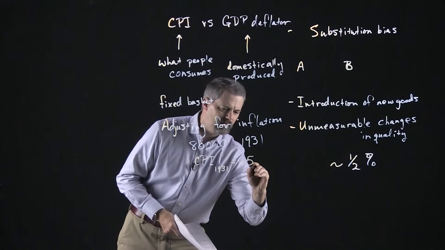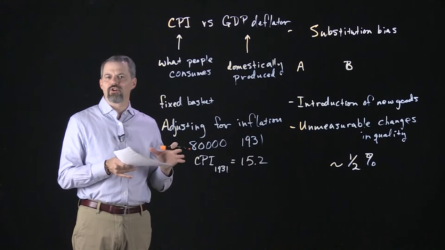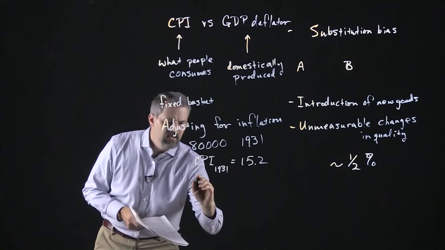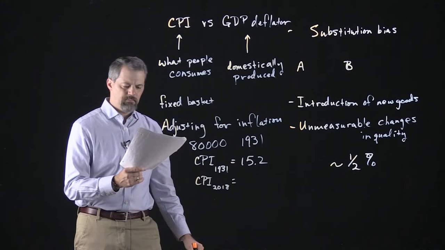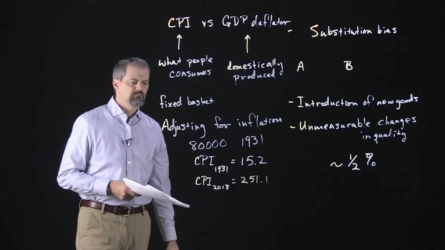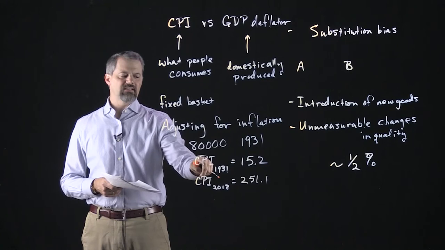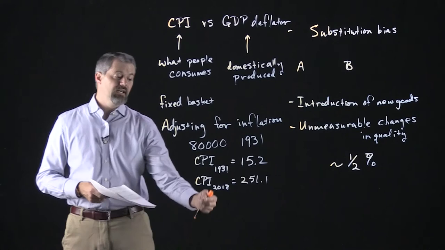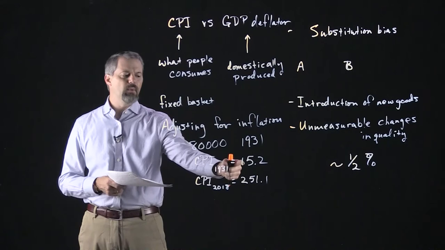We could put these into dollar amounts from any current time period. I've got the CPI here for 2018, so let's do that. The CPI in 2018 is 251.1. So we've got the dollar amount in 1931, we've got the CPI in 1931. We want to put that into 2018 dollars. So we need the CPI in 2018 to figure out how much inflation there was between 1931 and 2018.